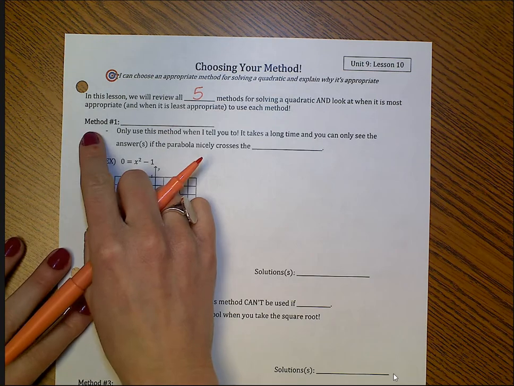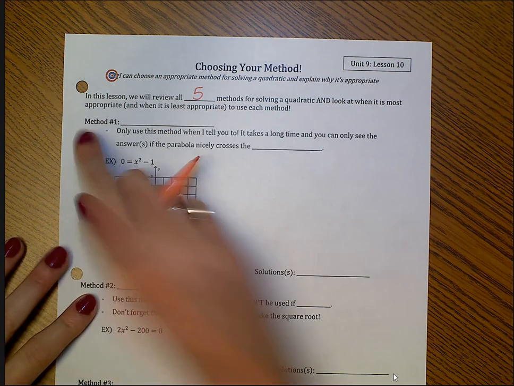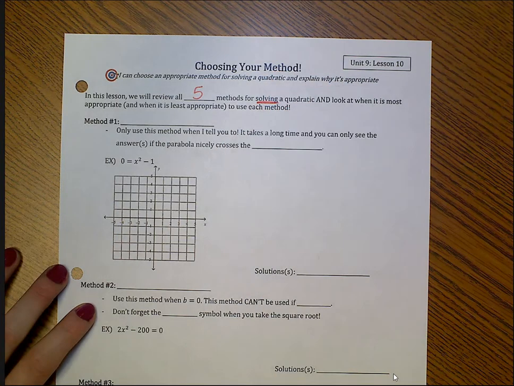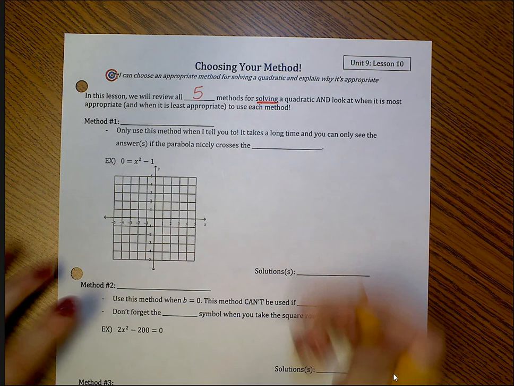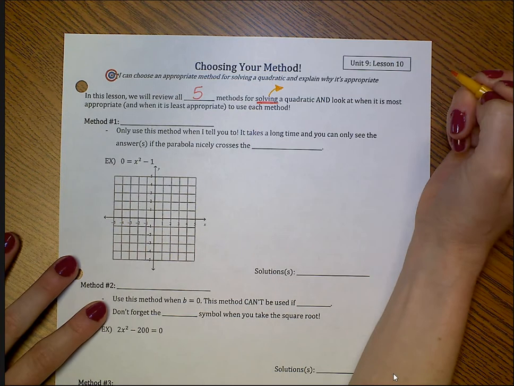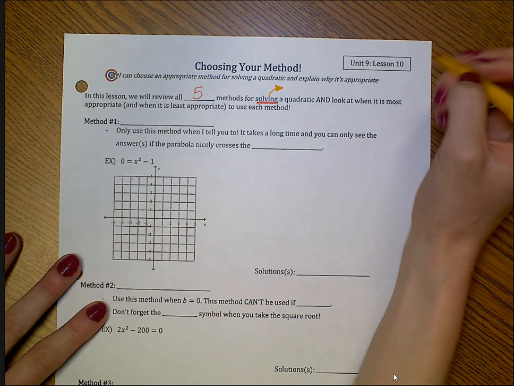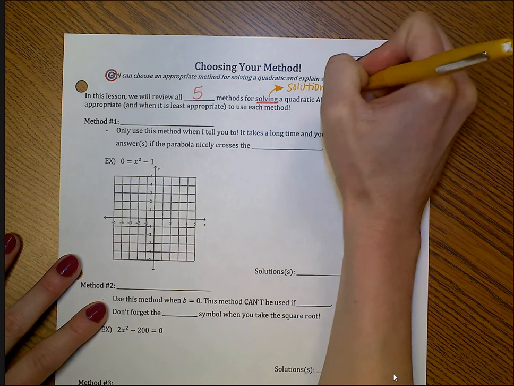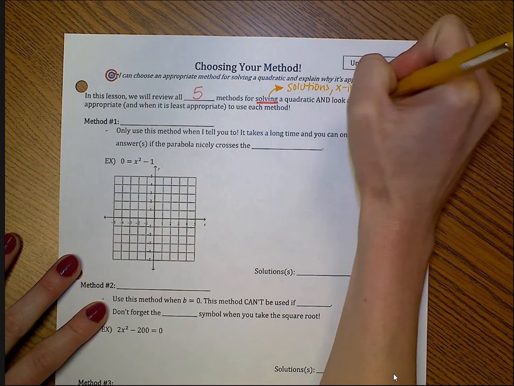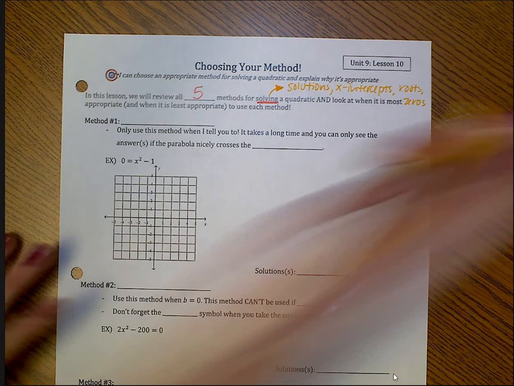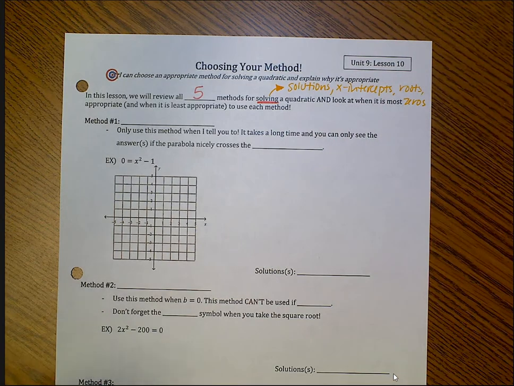Method number 1 for solving a quadratic. Before I go in and say each method, I want to point out one thing here. When you're solving for x in something that has an x squared, remember there are 4 different names for the answers. They can say find the solutions, find the x-intercepts, find the roots, or find the zeros. Those all mean the same thing. Don't let any of those terms weird you out.